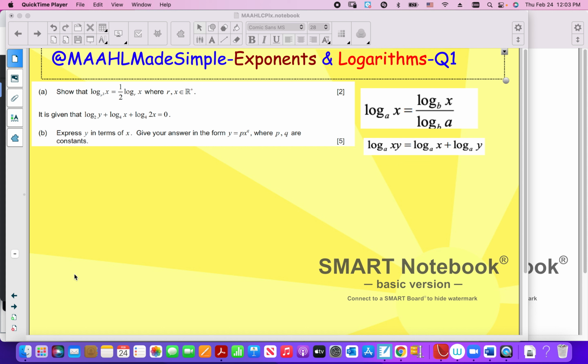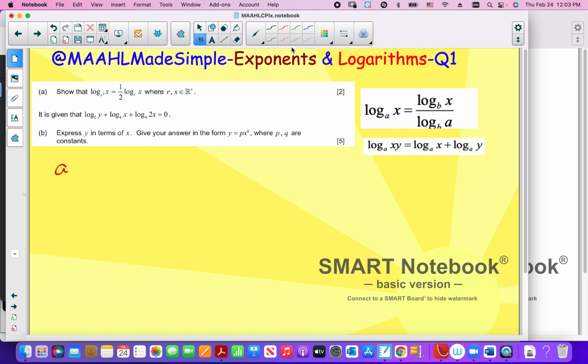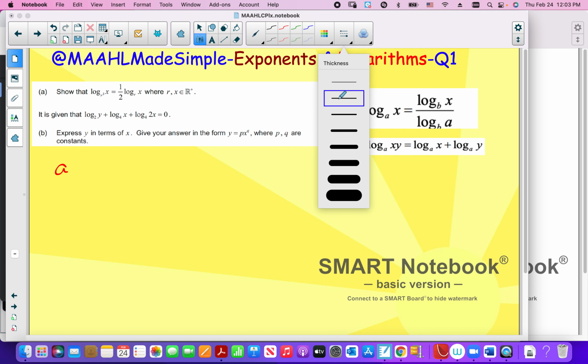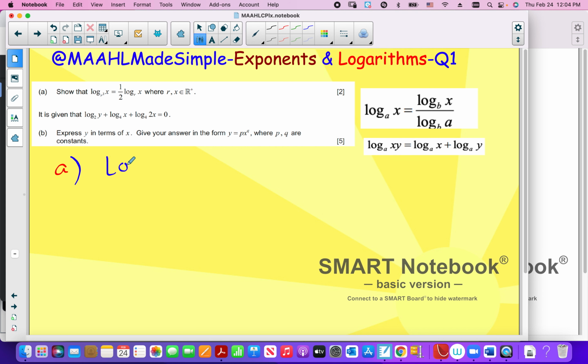Given the log, show that log x base r squared is the same as half log x base r. The property that I'm going to use is this different base logarithm.